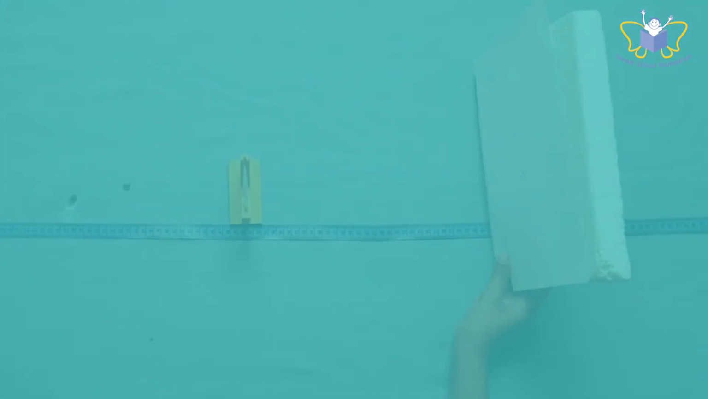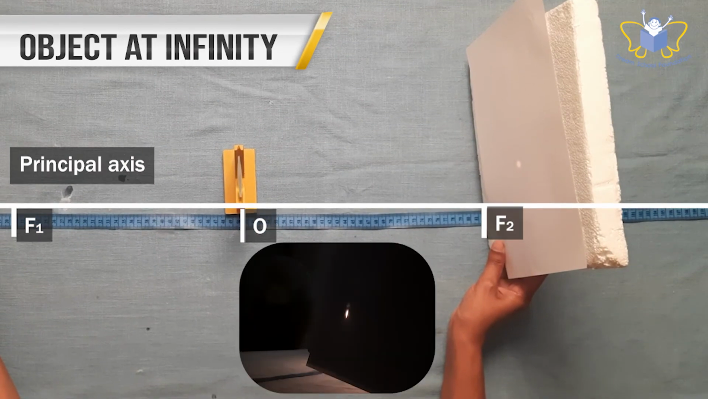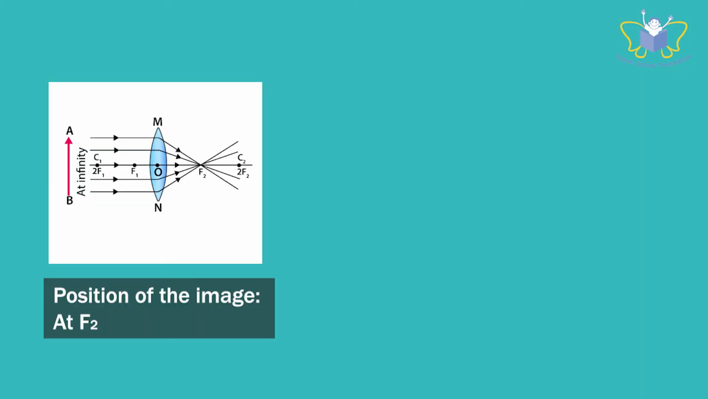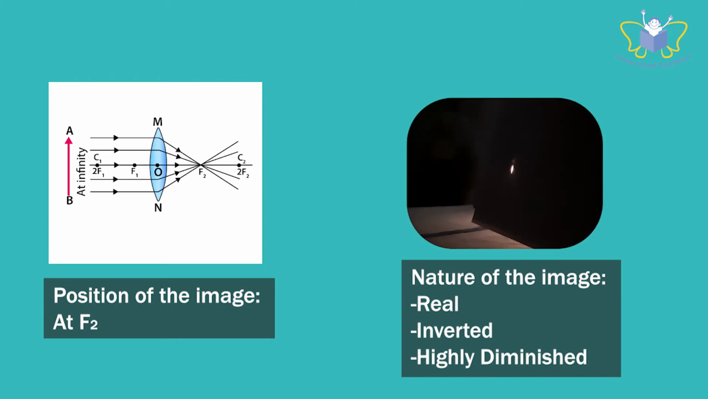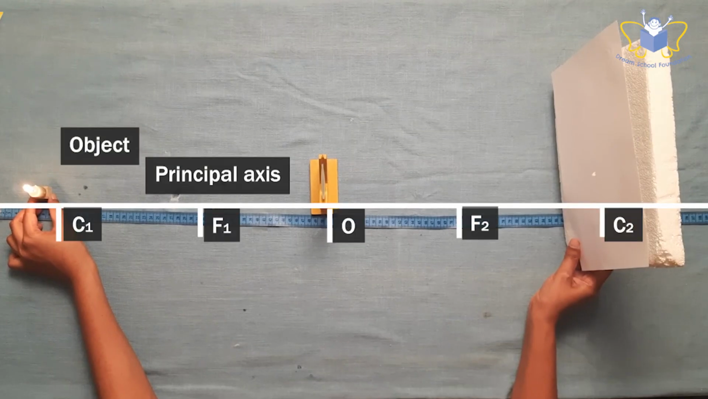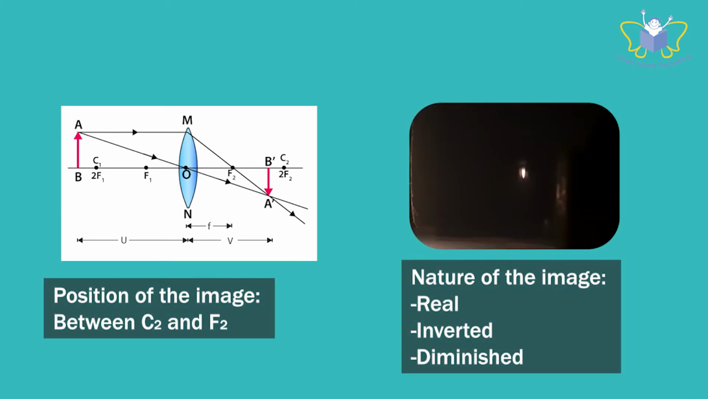Now let us look at the image formation in biconvex lens. When the object is placed at infinity, the image is formed at f2. The image formed for the object placed at infinity is highly diminished, real, and inverted. When the object is kept beyond C1, the image is formed between f2 and c2. The image formed for an object beyond c1 is real, inverted, and diminished.